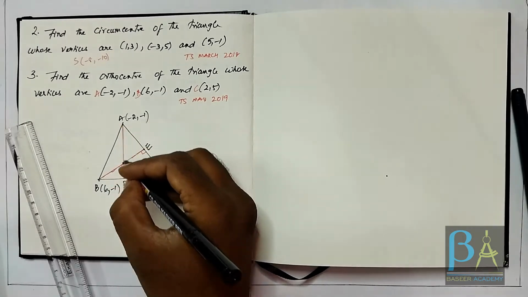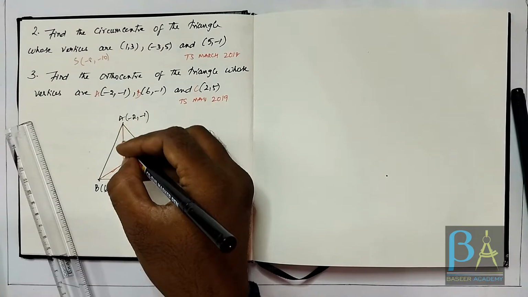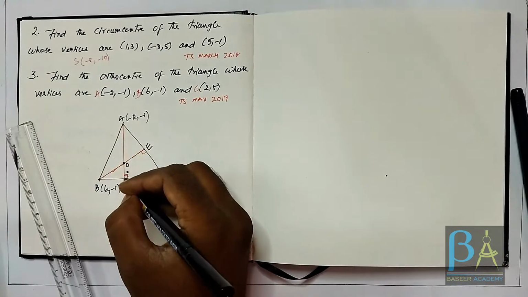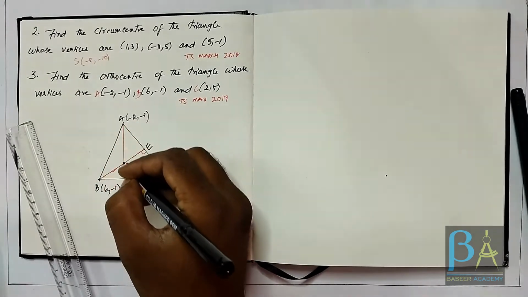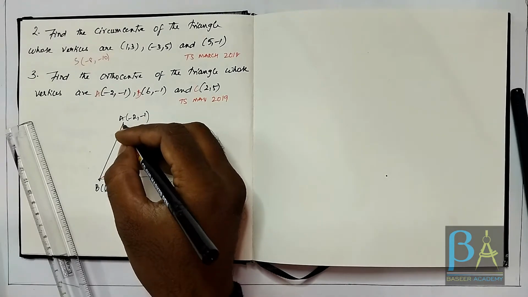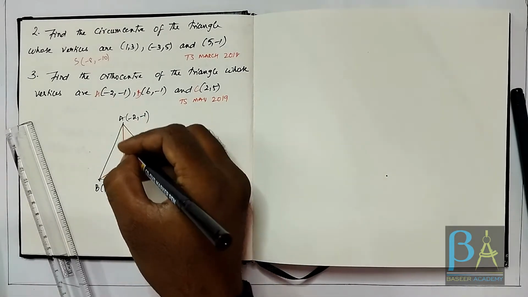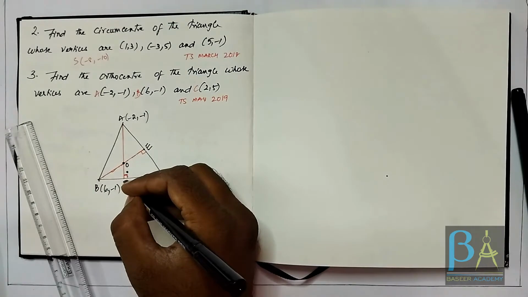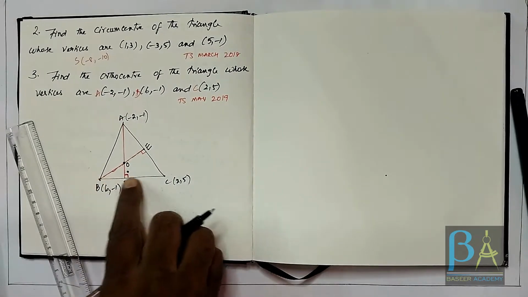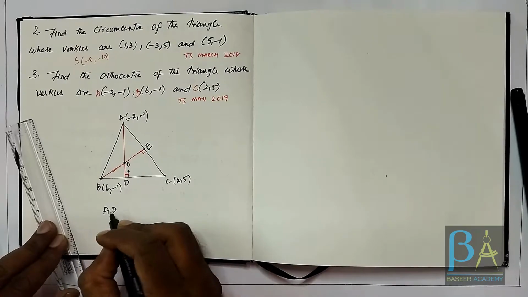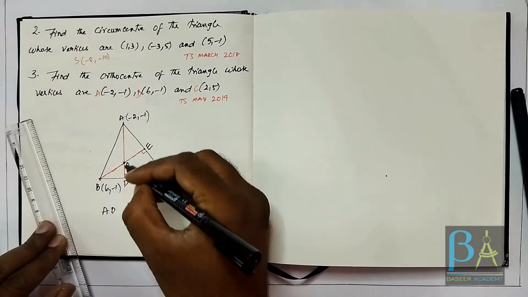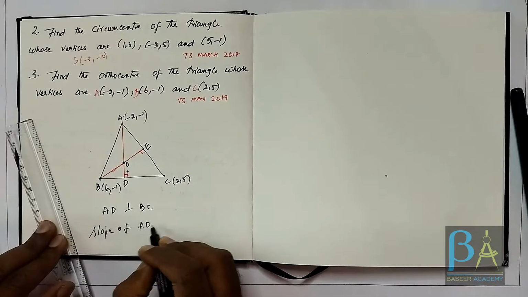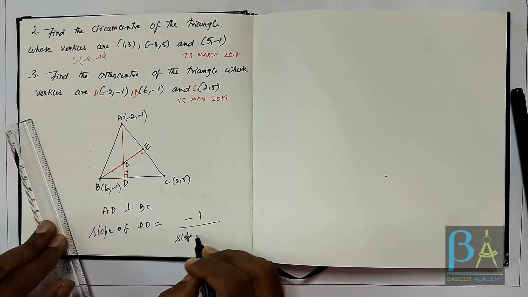How am I going to get the equation of AD? See, to find the equation of AD, I have a point A given to me, but I don't have anything else with regard to the altitude AD. So if I find the slope of AD, I can use the point slope form to get its equation. I have a point, and if I get a slope, I can use point slope form. You cannot find the slope of AD directly, but since AD is perpendicular to BC, the slope of AD should be -1 by the slope of BC.